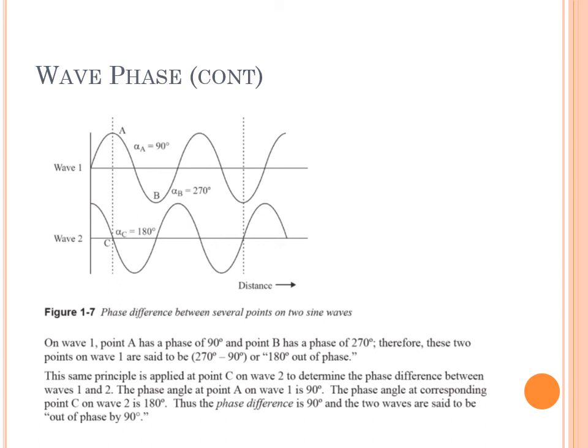The same principle applies at point C on wave 2 to determine the phase difference between wave 1 and wave 2. The phase angle at point A on wave 1 is 90. The phase angle at the corresponding point C on wave 2 is 180. Thus, the phase difference is 90 degrees, and the two waves are said to be out of phase by 90 degrees.